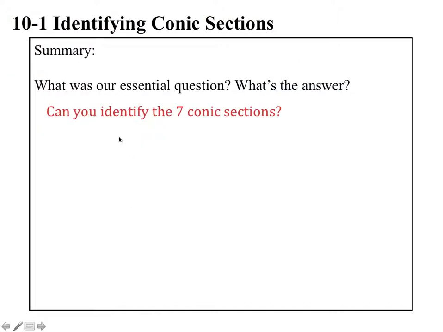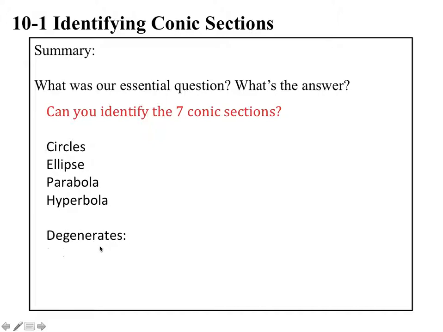So at this point, you should be able to identify the 7 conic sections. The ones that we're familiar with are circles, ellipses, parabolas, and hyperbolas. But we also have to be looking at the degenerates: the point, the line, and the absolute value of x. So we should be able to look at expressions for conics and pick which conic we're looking at out of these 7.